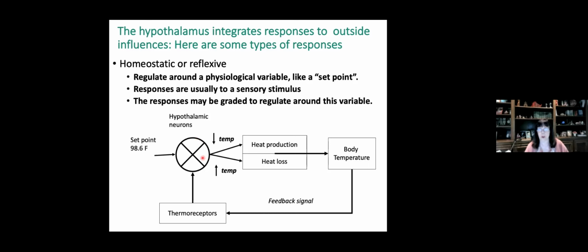If we are too cold, we can shiver, and basically that would produce heat, or we can sweat if we're too hot, and that will cool us off. So the hypothalamus would send signals to the appropriate neuronal systems and muscular systems and glands to allow us to respond to changes in body temperature. This is called homeostatic or reflexive. The idea is to keep us at 98.6. And of course, the response is usually to a sensory stimulus.